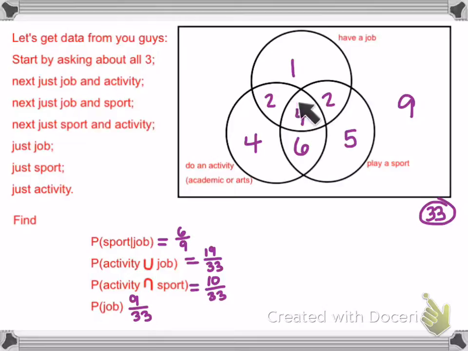Probability of activity intersects sport, as I'm looking where the activity and sport circles intersect each other, right in here. Don't forget about that 4 in the middle. That's part of the intersection. And so that's 10 out of 33 if I add that 4 and 6. And then the probability of a job is just everybody in this circle, 9 out of the 33.